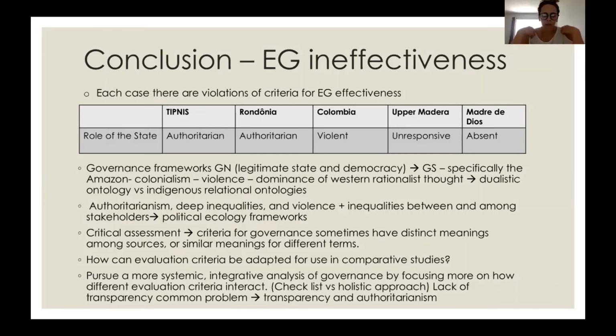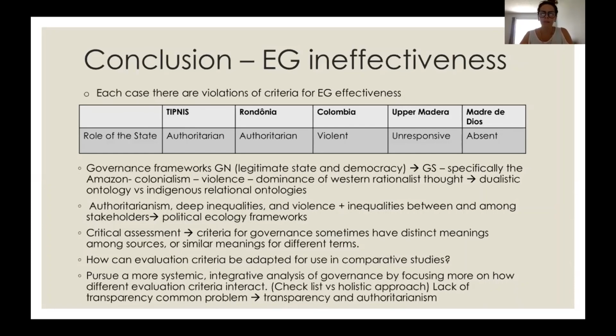So one of the questions for us, because of this prevalent and different role of the state in the different countries, is that most of the governance frameworks assume that there is a legitimate state and that the political system is a democracy. And we know that in the case of Latin America, this is not always the case. So we thought that it was important to think about frameworks that focus on analyzing the specificities of the global south, specifically in this case the Amazon, and that could also be more flexible to try to understand the history of colonialism and contexts of violence.